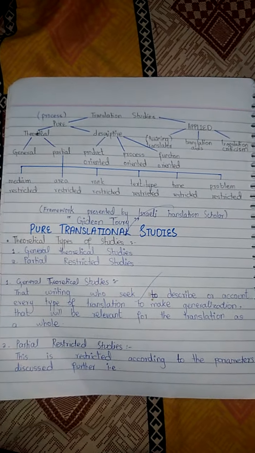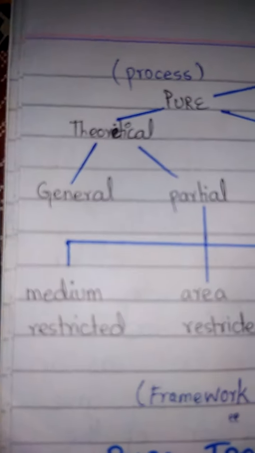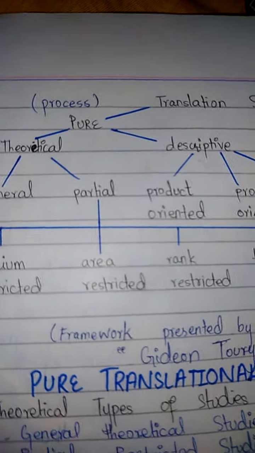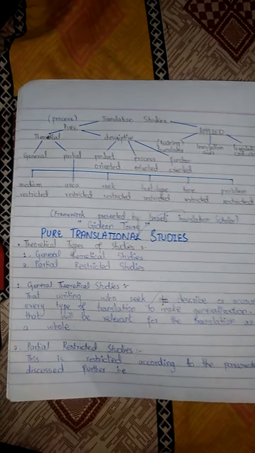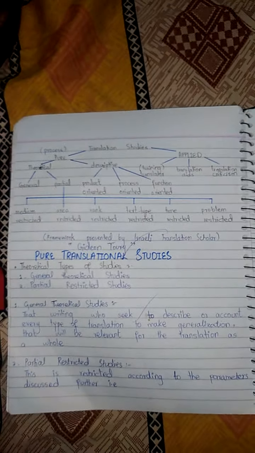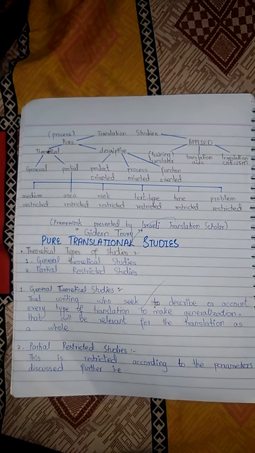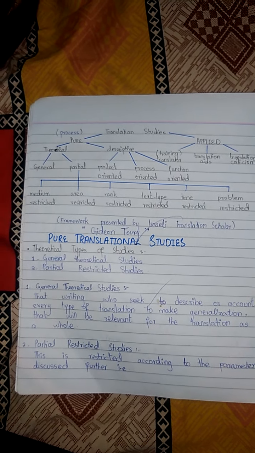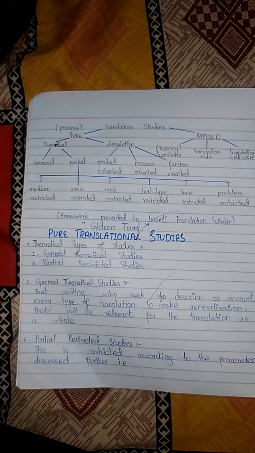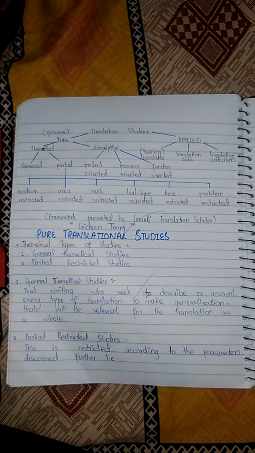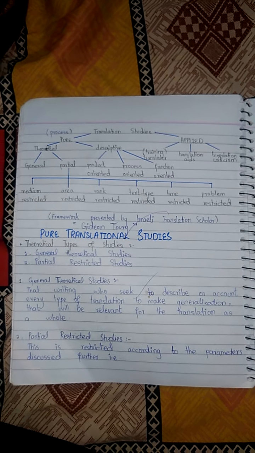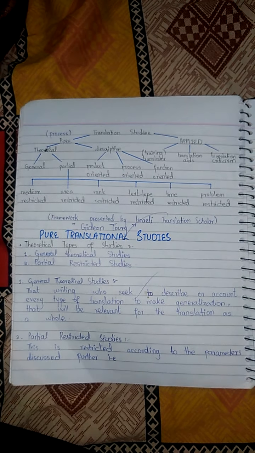So here is a map you can see from the video. You can also take a screenshot, and these are the notes made by me, very easy. Pure translation study area, the theoretical types of studies: the general theoretical study and the partial restricted study. The general theoretical studies include writing that seeks to describe or account for every type of translation to make generalizations that will be relevant for translation as a whole.